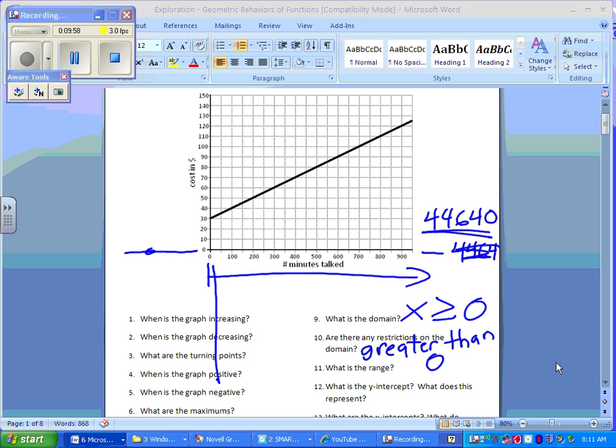But our graph would go that far. If you kept your phone on and kept it charged, it would just keep going, wouldn't it? So the restriction is x is greater than 0, and it's less than or equal to 44,640. So you can't speak for more minutes than there are in the month. Does that make sense to everyone? Yes.